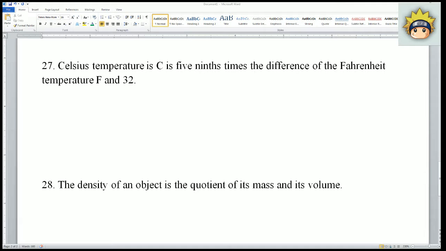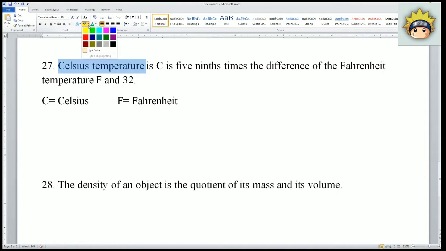The next part, Celsius. The Celsius temperature C is 5/9 times the difference of the Fahrenheit temperature F and 32. So let's do the first one. C has to be equal to Celsius. That's a very important part. The difference of Fahrenheit, so F equals Fahrenheit temperature. This is your first important part, Celsius temperature and your Fahrenheit temperature. I labeled those two steps here.